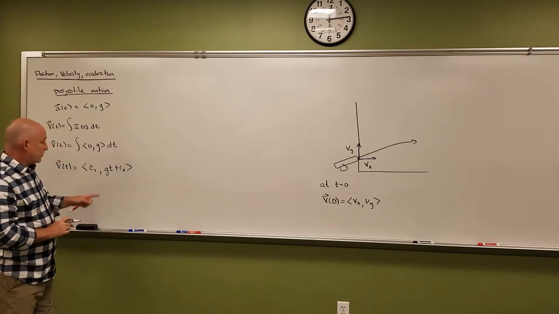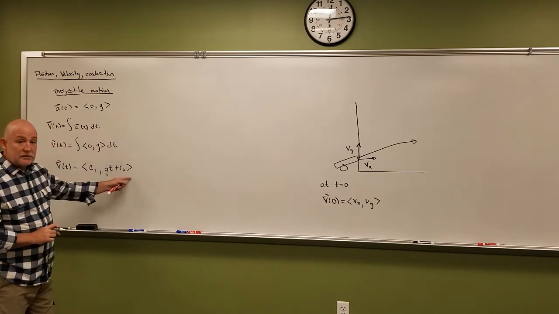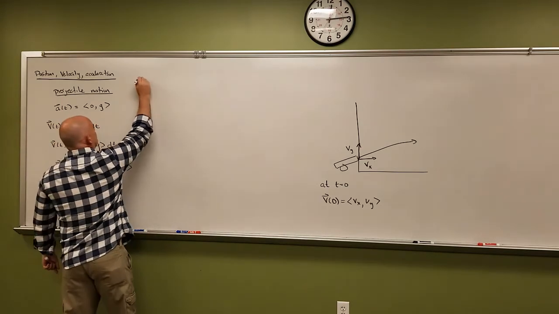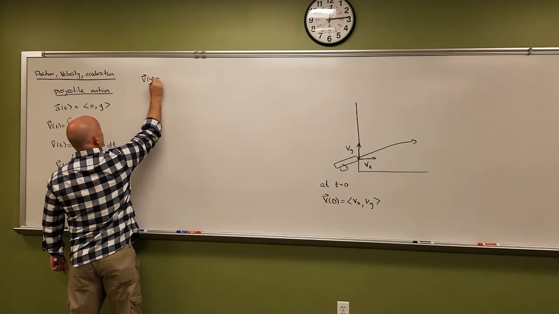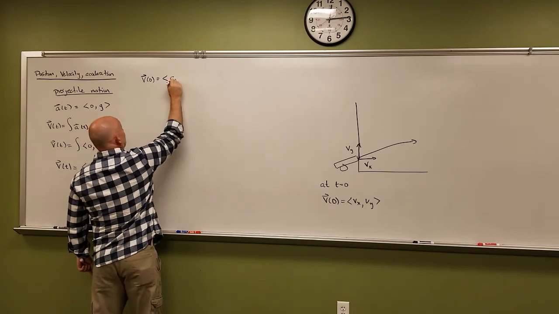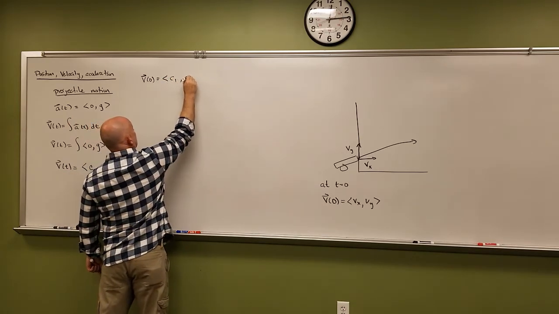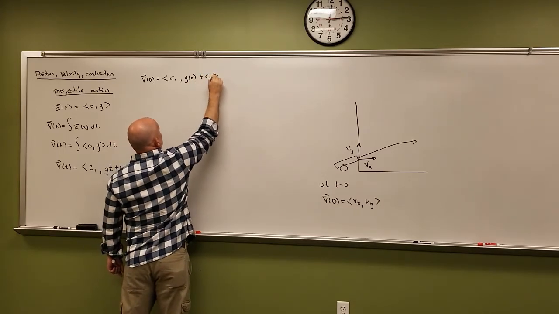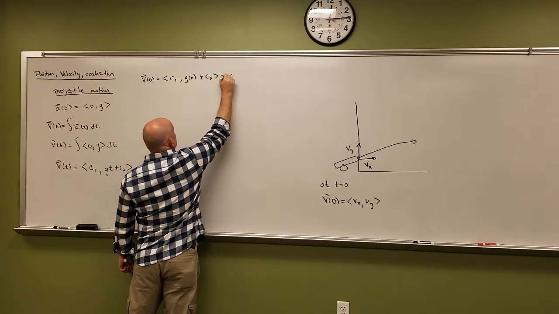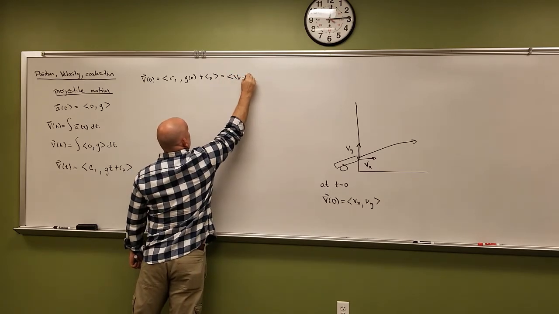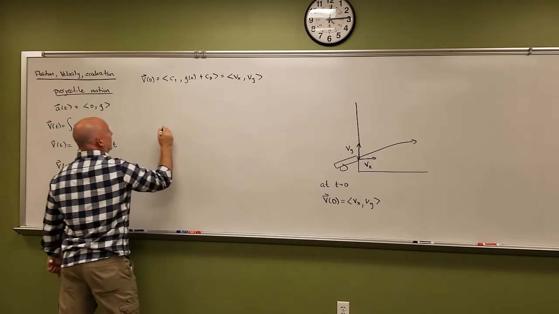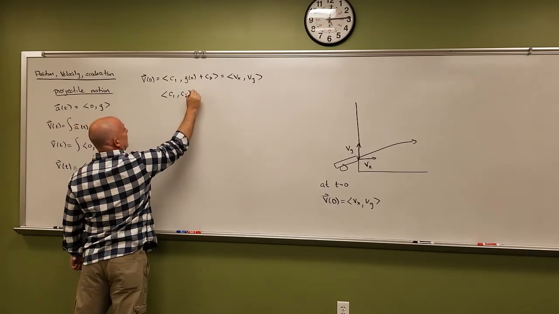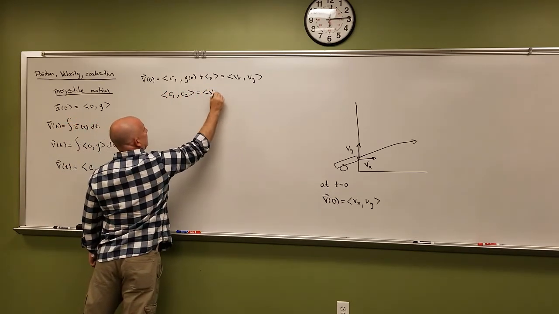Okay, so if that's true, I should be able to figure out what these arbitrary constants are right here. So if I know v of 0, which would be <c1, g times 0 plus c2>, that has to be equal to <v sub x, v sub y>. Well, just like we did before, this will be <c1, c2>, which has to be equal to <v sub x, v sub y>.